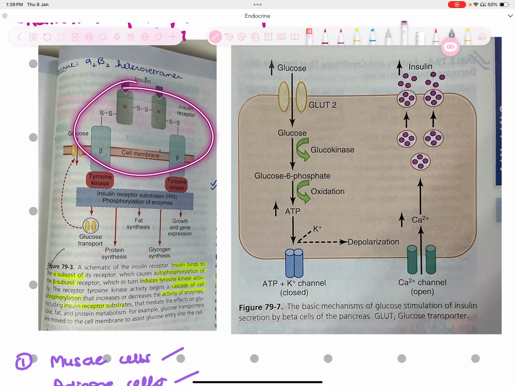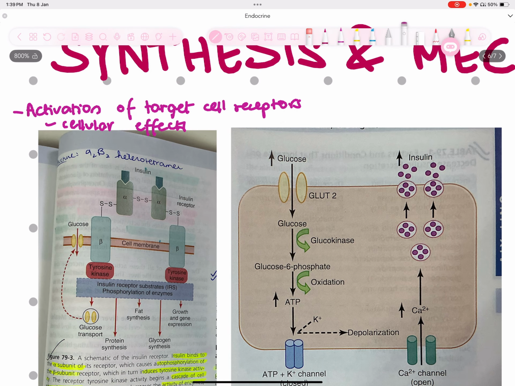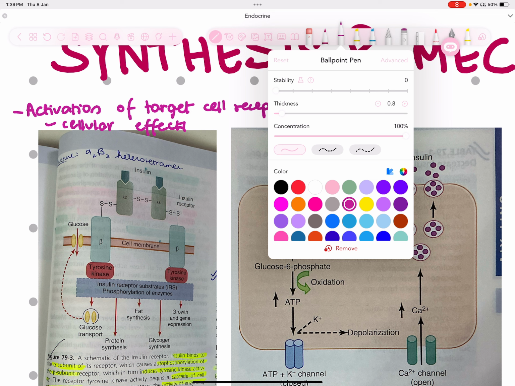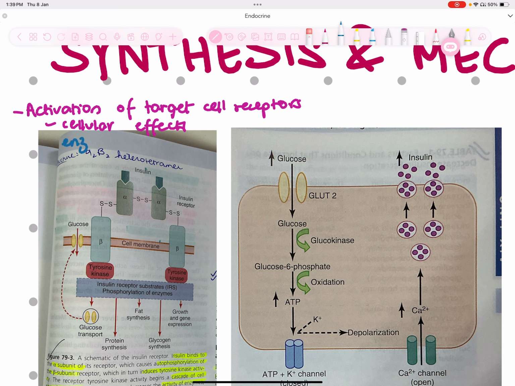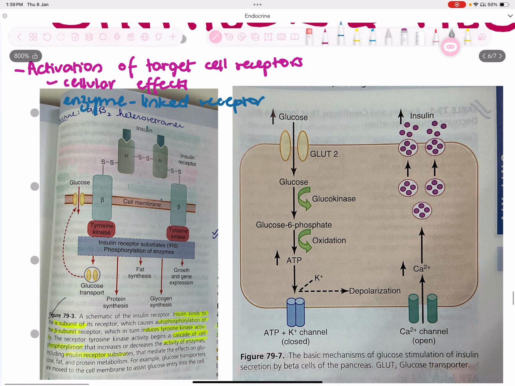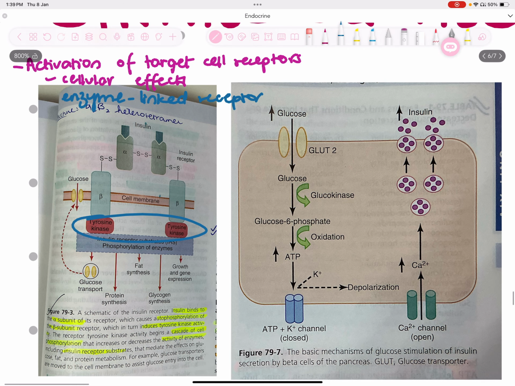So this is the receptor, and this entire system is known as an enzyme linked receptor. Let me just jot it down quickly. Enzyme linked receptor. And how would I explain this? What's the enzyme here? It is tyrosine kinase. So this is the enzyme, and that's the receptor. So basically, it's the receptor which is linked to the enzyme.